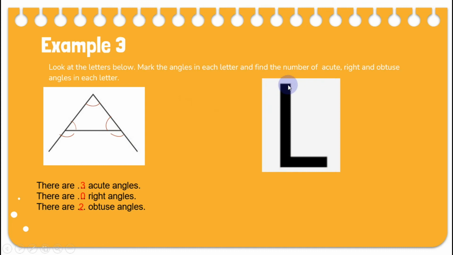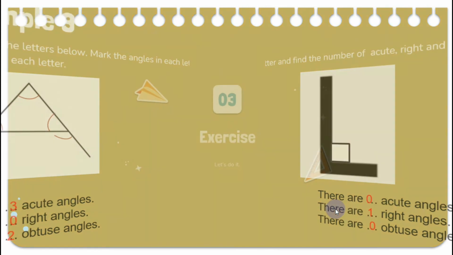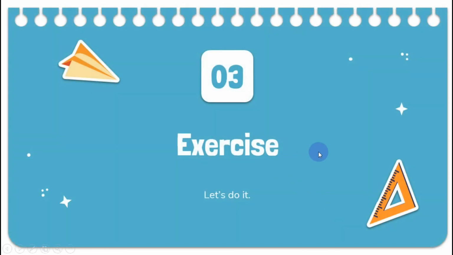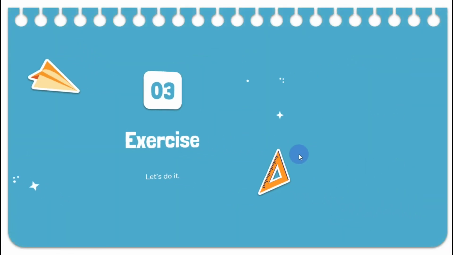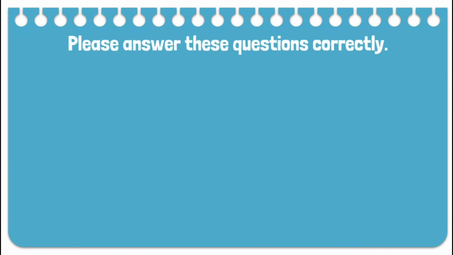Next, L. Of course, easy for us. This is a 1/4 turn. So, there are 0 acute angles, 1 right angle, and 0 obtuse angles. Exercise. Please answer this question correctly.